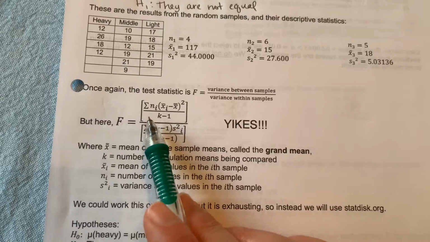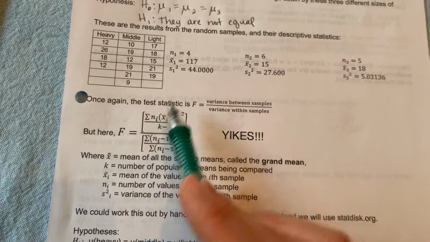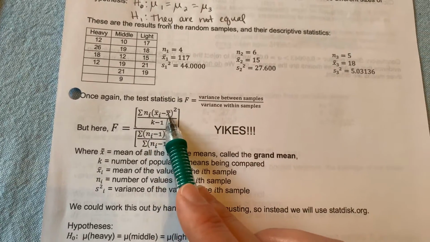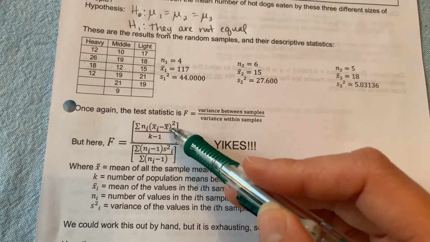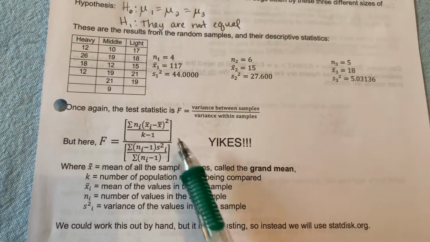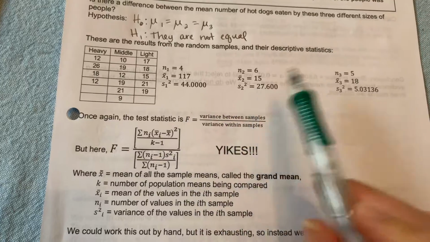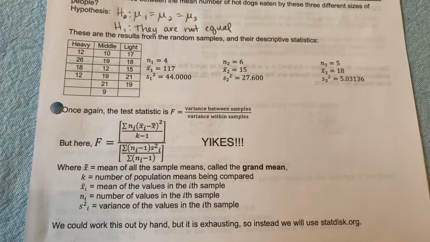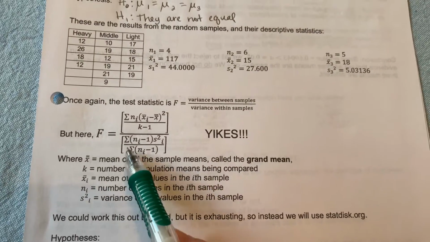So now we have to take the sample size for that sample, so it'd be 4 here, times the mean for that sample minus the mean for all three of them, the grand mean, right? X bar is the mean of all sample means, called the grand mean. I would square those values and then add them up. I would do that for each 1, 2, and 3, add them up, and then divide it by k minus 1. Remember, k is the number of samples you have. And then I'm going to divide that by this.